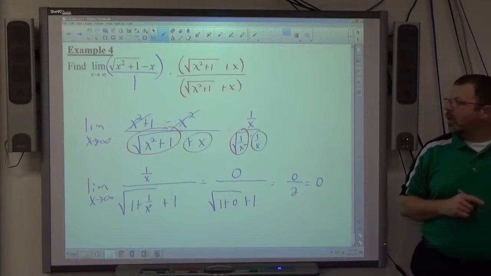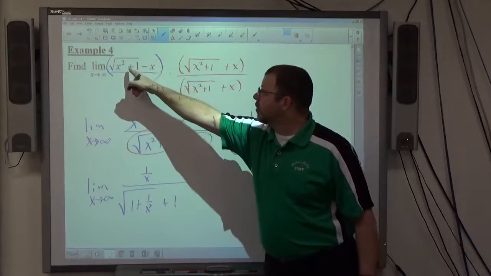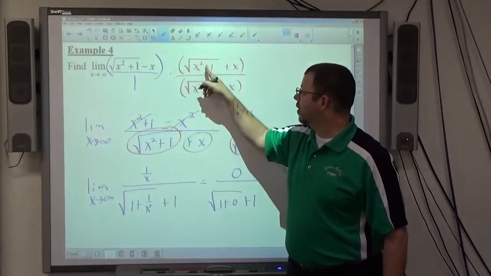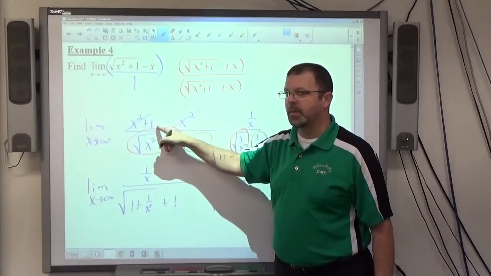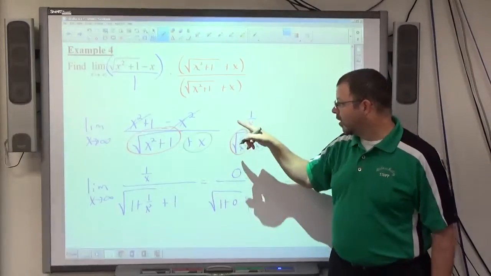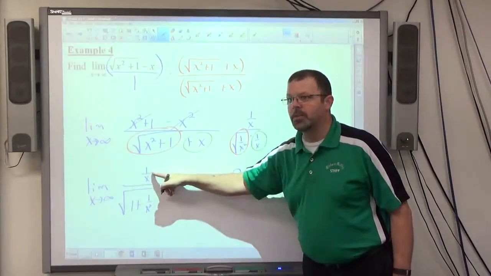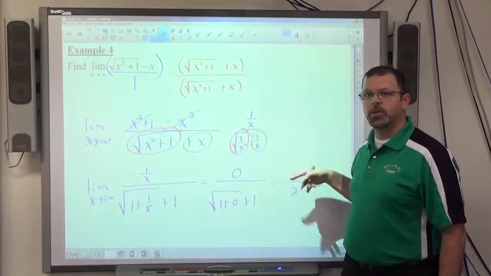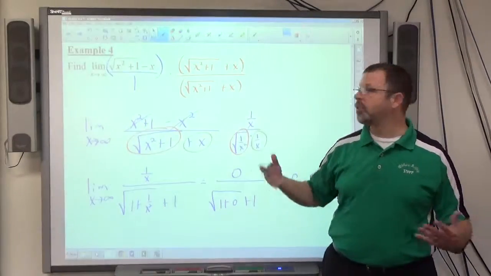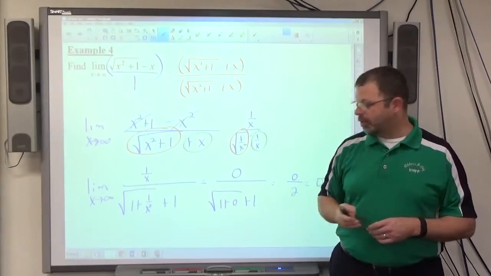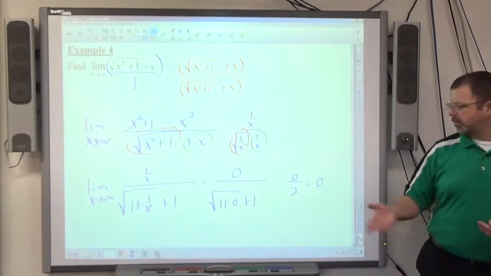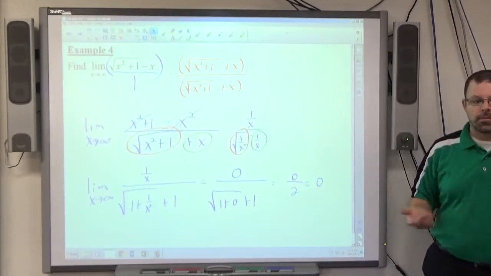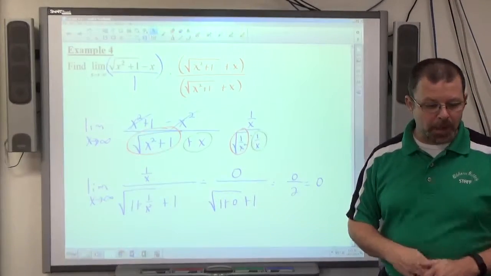Suppose there was something like x squared plus 2x plus 1. Now all of a sudden the bottom has 2x plus 1, which would have made 2 plus 1 over x, and all of a sudden it's 2 over 2, which equals 1. So it doesn't have to equal 0. It'll still be infinity minus infinity. So keep in mind that just because you see infinity minus infinity doesn't guarantee it's 0. Sometimes it is. Sometimes it's something else.